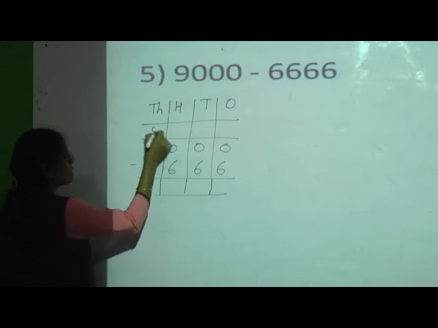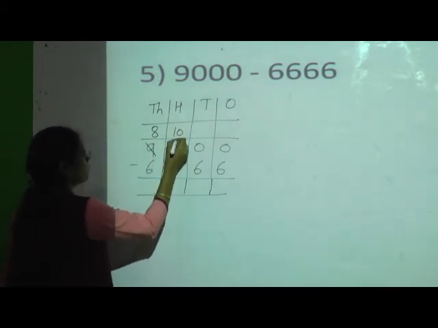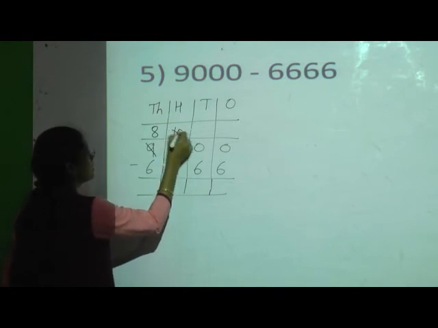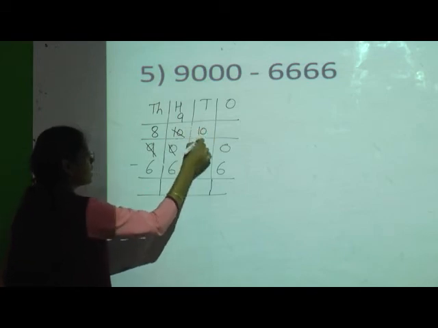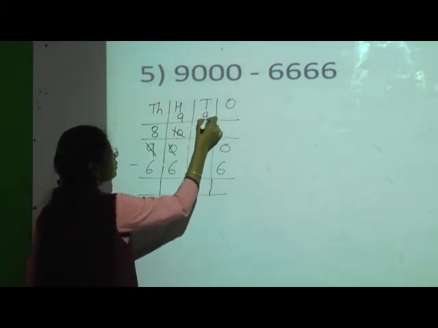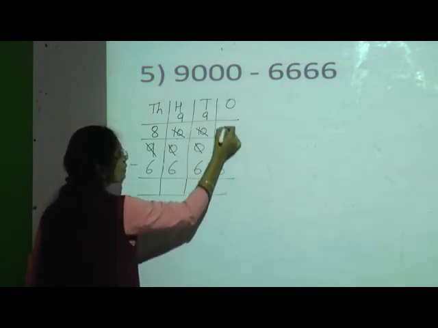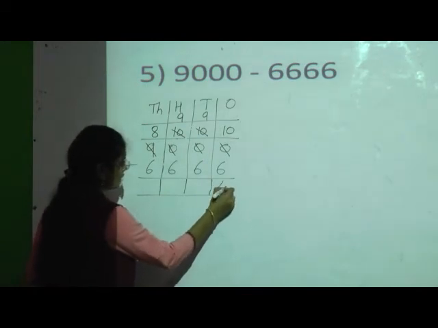So 9 minus 1 is equal to 8. Then this will become 10. Now we will take one borrow from this hundreds place. So 10 minus 1, 9, and this 0 will become 10. Again we will take one borrow from this tens place. So 10 minus 1, here 9 will remain and this 0 will become 10. Now do the subtraction. 10 minus 6 is equal to 4.